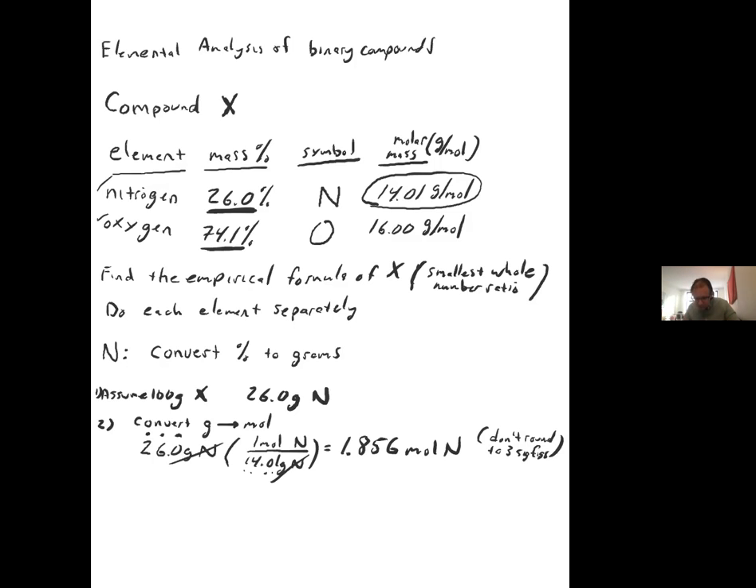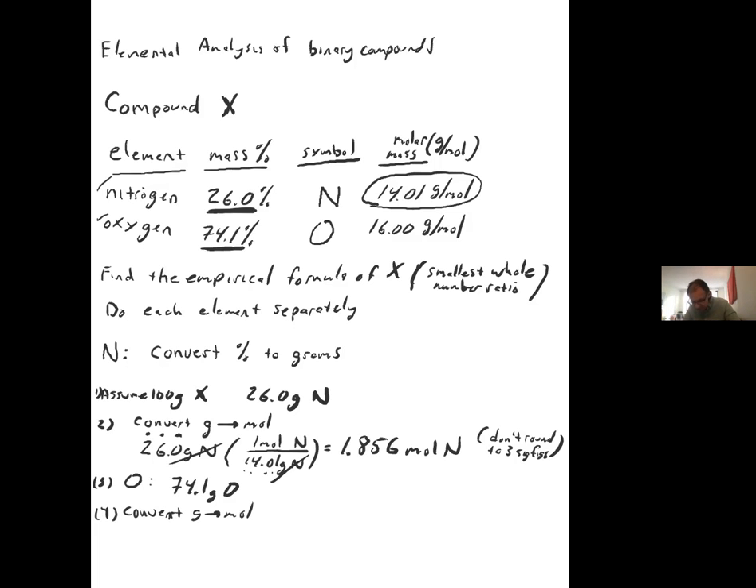Okay, we got the number of moles. So now step 3, we're going to work on oxygen. You work on the next element, which is oxygen. Same thing: we're assuming we have 100 grams of the compound X, so that means you've got 74.1 grams of oxygen. Step 4, convert grams to moles, just like you did with the nitrogen. Grams to moles, divide by the molar mass.